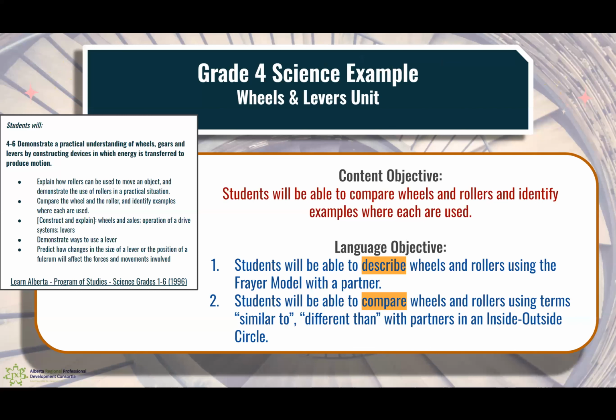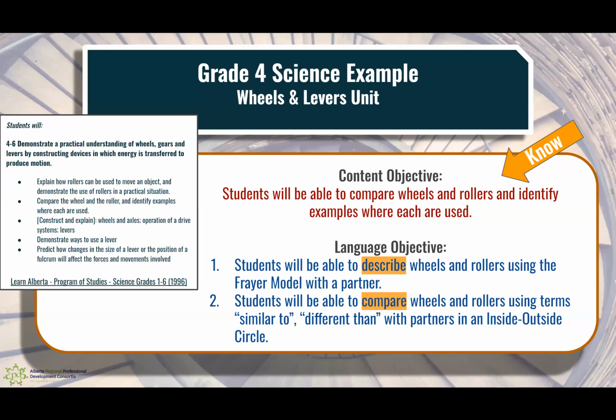If I take that Coloring Colorado piece, I take one outcome, one objective: students will be able to compare wheels and rollers and identify examples where each are used. My language objective might be that they'll be able to describe wheels and rollers using the Frayer model with a partner, or they'll be able to compare wheels and rollers using terms like similar to, different than, with partners in an inside-outside circle. That's one example of a language objective.